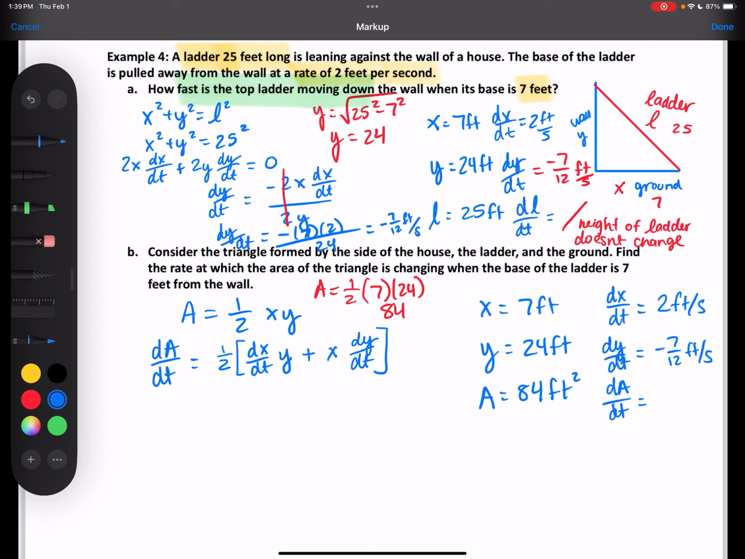Okay, and then we'll basically just plug in numbers to find dA/dt, but we'll finish that up tomorrow when we start. Maybe so, sure. Yes.